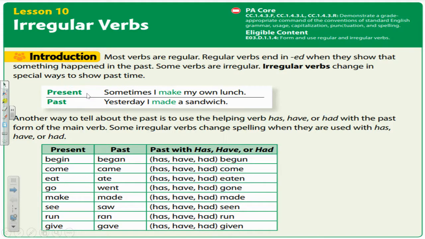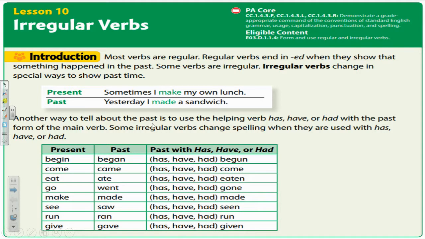For example, in the present, you could say, sometimes I make my own lunch. But if you want to say that happened in the past, you wouldn't say, yesterday I maked a sandwich. You would change that irregular verb and use, yesterday I made a sandwich.